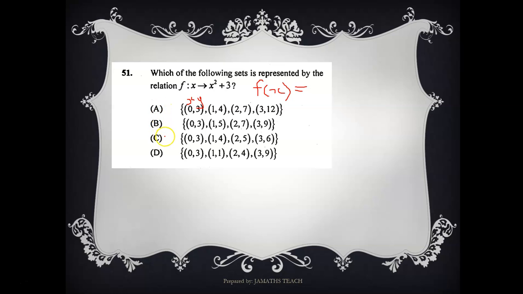So let's go to A, because we see the 7. So 0 squared, 0 plus 3, that gives us 3. 1 squared, 1 plus 3 gives us 4. 2 squared, 4 plus 3 gives us 7. 3 squared, 9 plus 3 gives us 12. So that means our answer would be A.